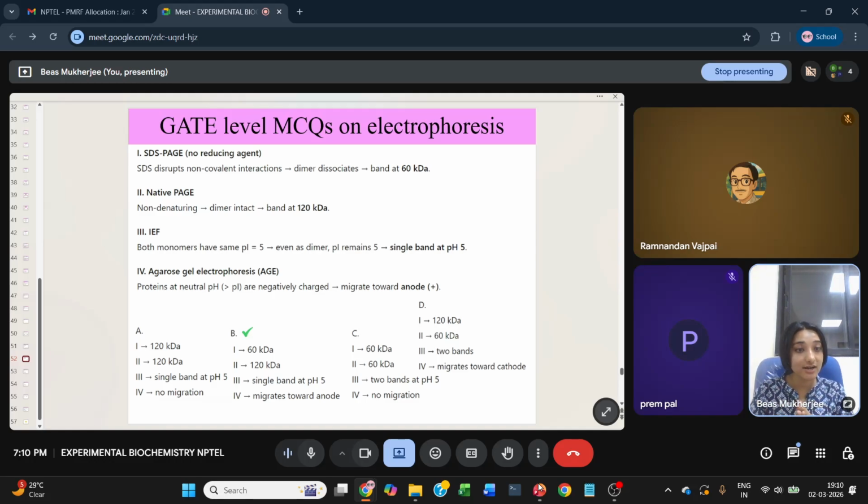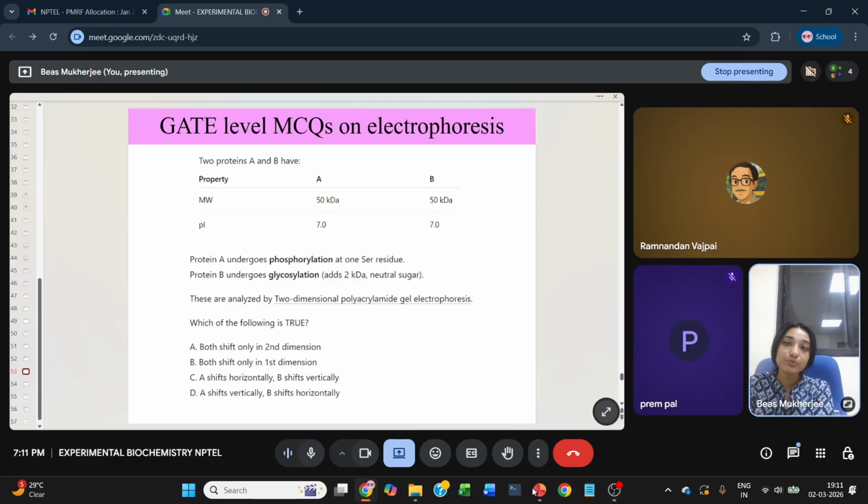And what about agarose gel electrophoresis? The buffer pH is 8. So what happens? What will be your charge? It will be positive, right? So, no, one second. Okay. Yeah, so what happens is the protein is neutral. The protein at neutral pH, that is more than pi, negatively charged, so it migrates towards the anode. Okay, so that is what is going to happen. Now we go to the next one.